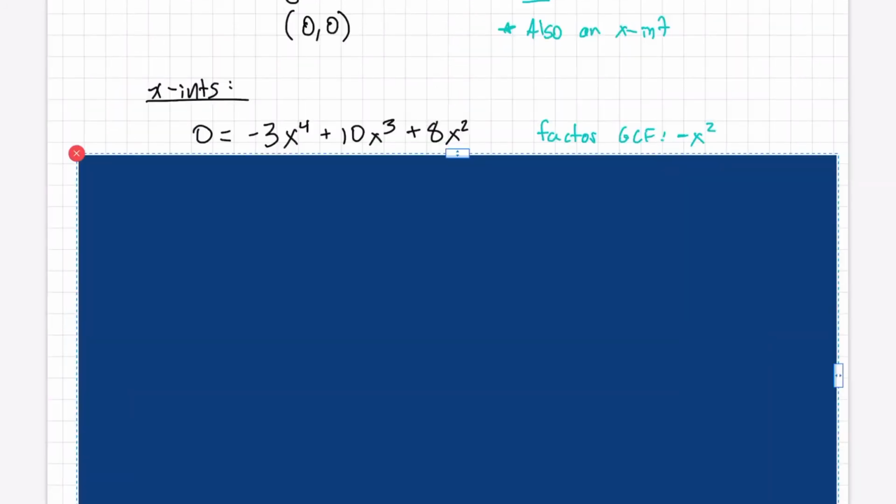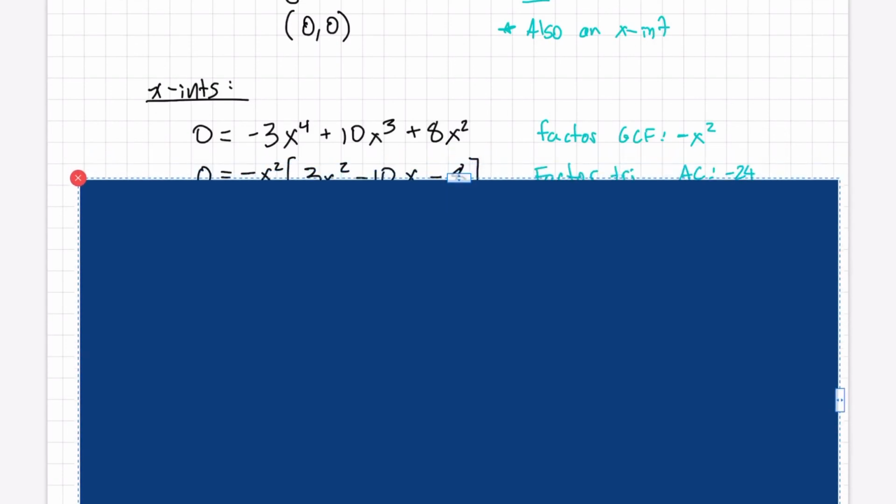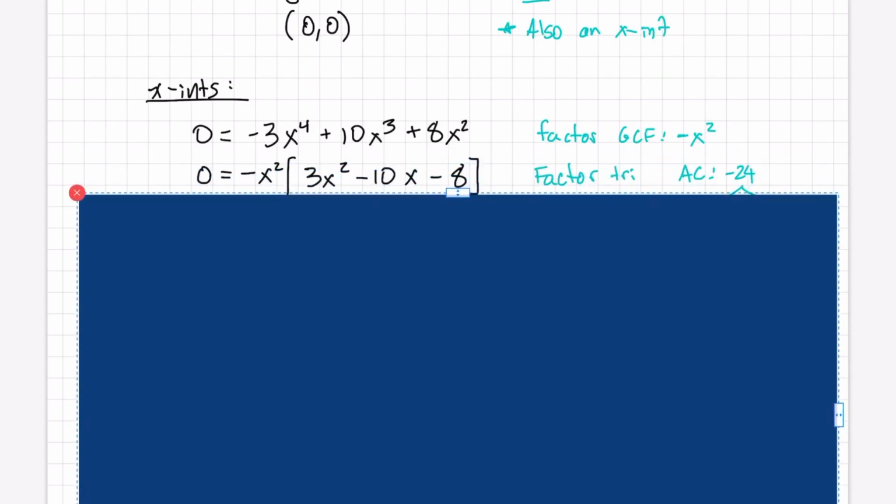All right, so now let's find our x-intercepts. We're going to set our function equal to 0, and then we need to factor. But before we factor, always make sure to check for easy factors like GCF. So I'm going to factor out a negative x squared. Remember, if that leading coefficient is negative and you have to factor, it's easier to go ahead and pull out that negative. So factor out that leading negative.